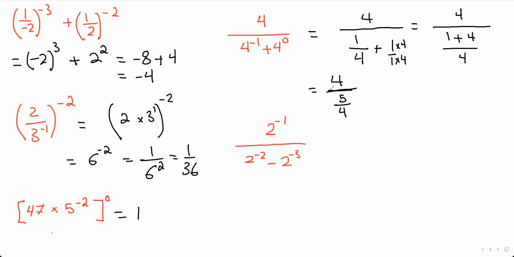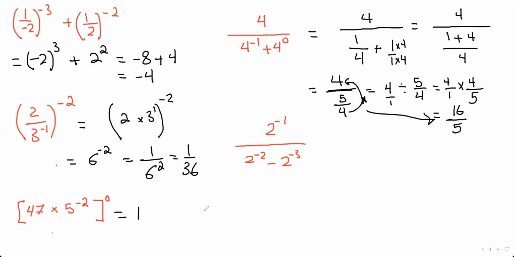And this here is division. Okay. So this becomes 4 divided by 5 over 4. This is 4 over 1. So we change this to 4 over 1 times, we flip this to 4 over 5. And then we end up with 16 over 5.